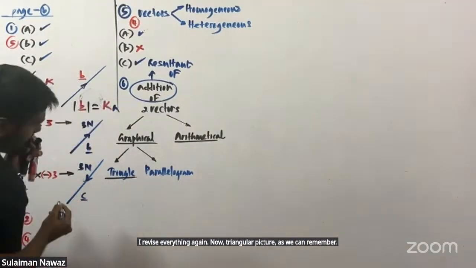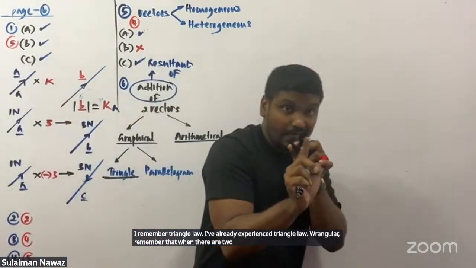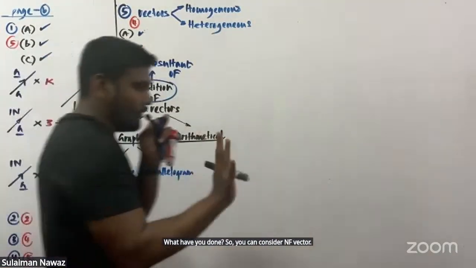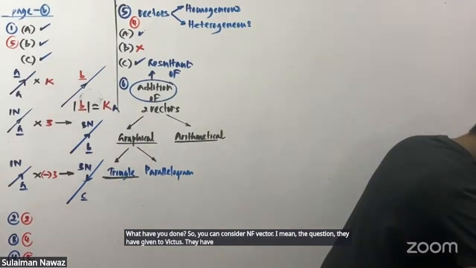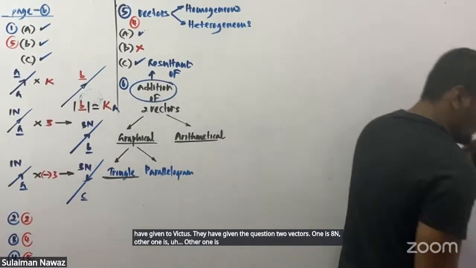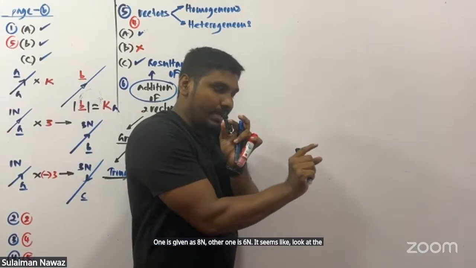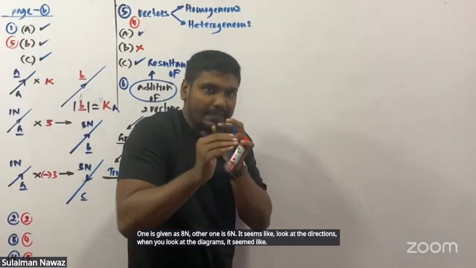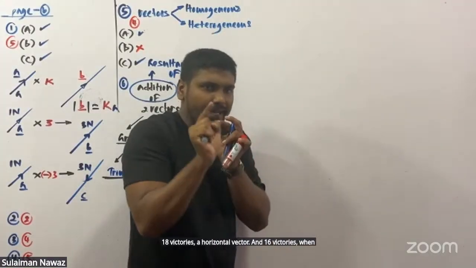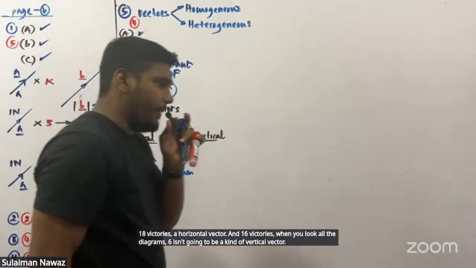Triangle law: when there are two vectors and you want to find the resultant vector, you can consider any of the vectors. In the question they have given two vectors, one is 8 Newton and the other one is 6 Newton. Looking at the diagrams, the 8 Newton vector is horizontal and the 6 Newton vector is vertical. Can you remember how we applied the triangle law?